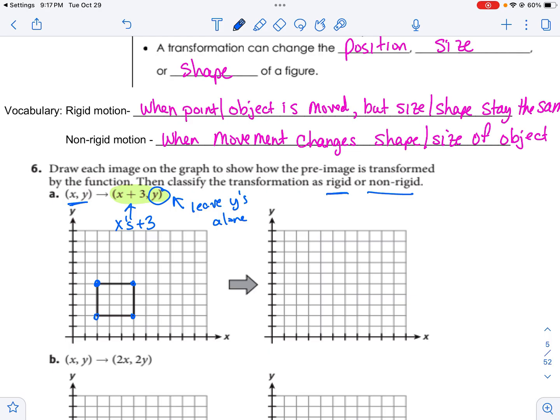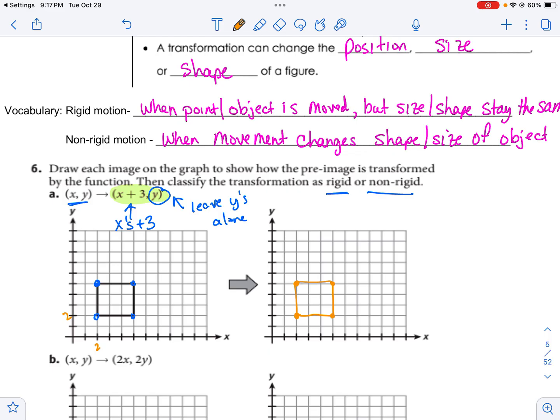What I'm going to do on the graph on the left is trace the original picture in orange. The first point is over 2, up 2, so I have a dot. Then it goes 1, 2, 3 higher than that. Then it goes 1, 2, 3 across, and then down 3. So there is my pre-image.